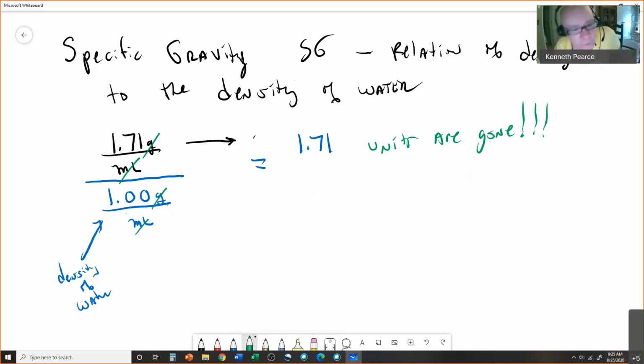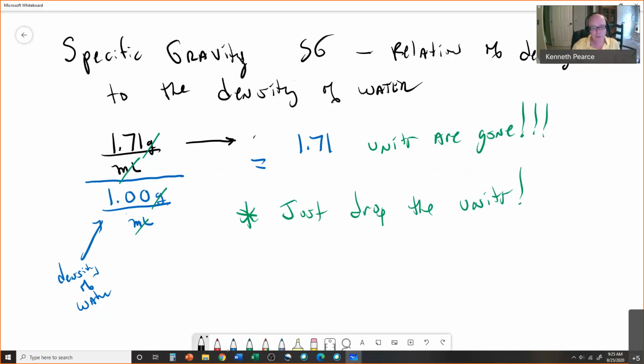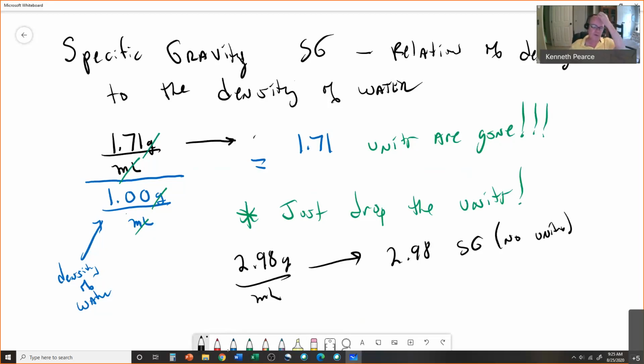So what's the take home on this? You do not have to divide by the density of water to get it. What you do from a practical standpoint is you just drop the units. Just drop the units. That's all you have to do. So if I have a density of, say, 2.98 grams per milliliter, well, then you get 2.98 for the SG. And SG has no units. We just call it specific gravity, okay? Since you drop the units, you don't have any units. And so if you want to know what specific gravity of 2.98 grams per milliliter is, you just say 2.98.